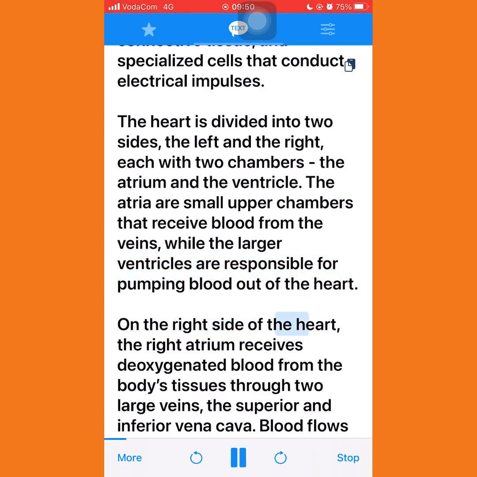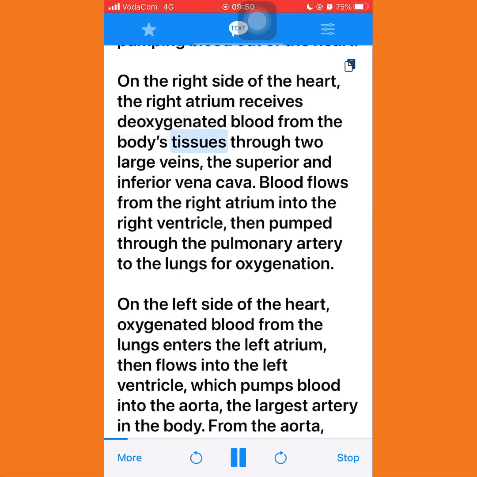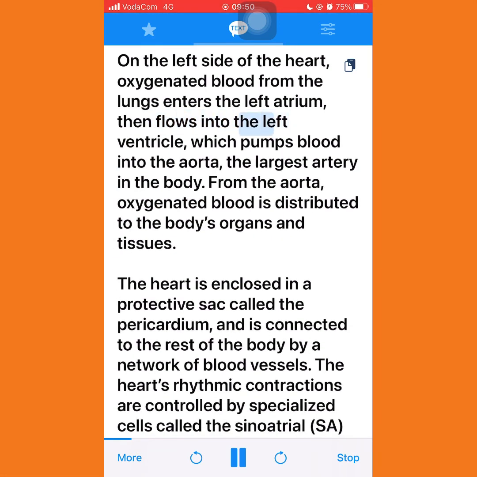On the right side of the heart, the right atrium receives deoxygenated blood from the body's tissues through two large veins, the superior and inferior vena cava. Blood flows from the right atrium into the right ventricle, then is pumped through the pulmonary artery to the lungs for oxygenation. On the left side of the heart, oxygenated blood from the lungs enters the left atrium, then flows into the left ventricle, which pumps blood into the aorta, the largest artery in the body. From the aorta, oxygenated blood is distributed to the body's organs and tissues.